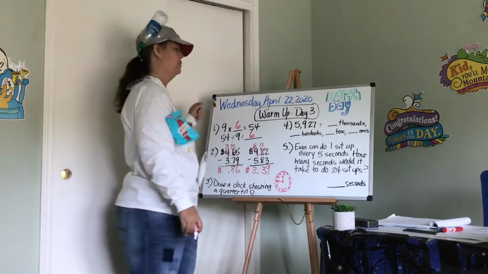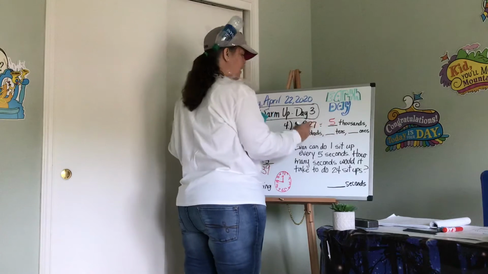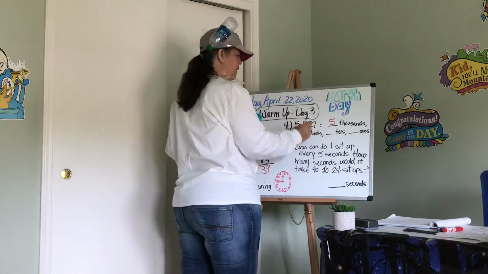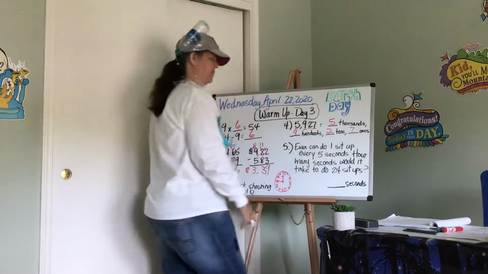I'm going to separate 5,927 into thousands, hundreds, tens, and ones. The thousands place, there are 5 of them. The hundreds place, there are 9, tens, 2, ones, 7.